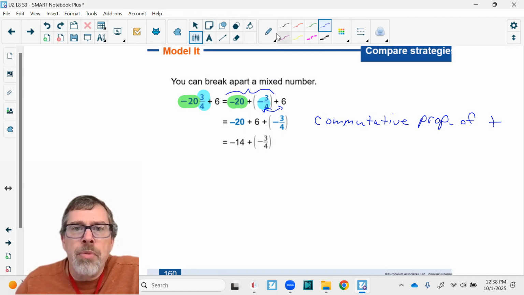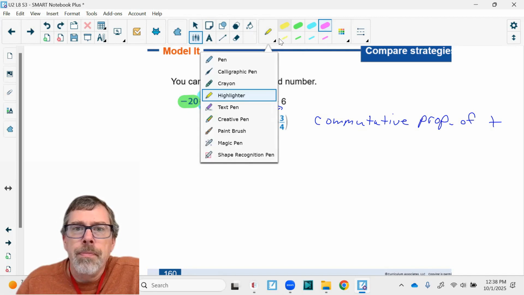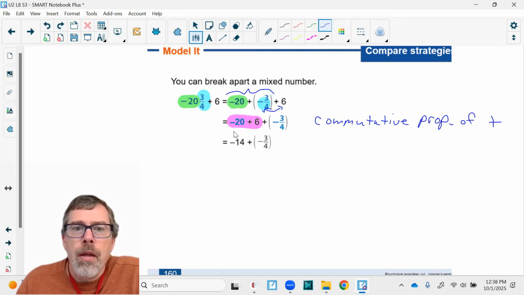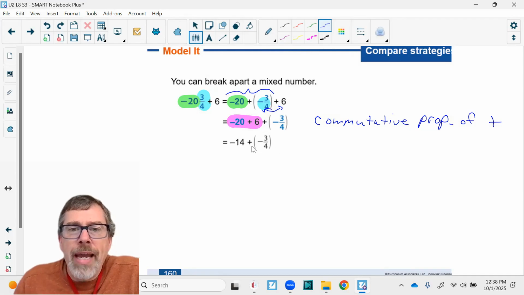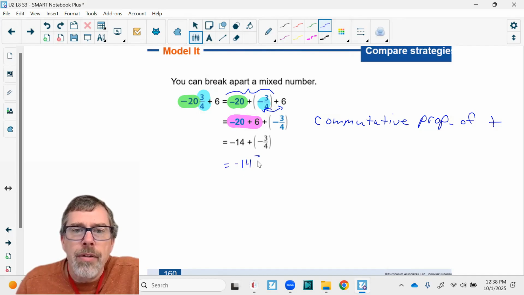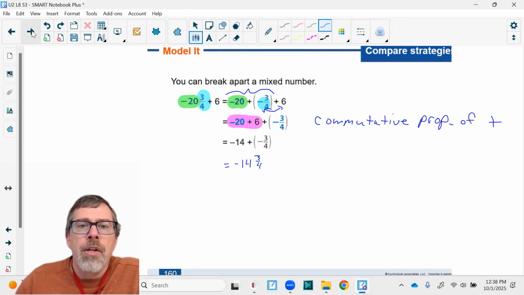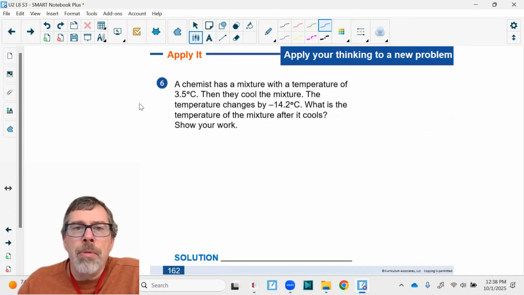And then what they did was they focused on the integers. Now we can combine the integers. So negative 20 plus 6 is negative 14. And then we add another negative 3/4. So the answer is negative 14 and 3/4. Okay, so this is how we're going to be doing the rest of this lesson. So now I'm going to go on to the next problem.